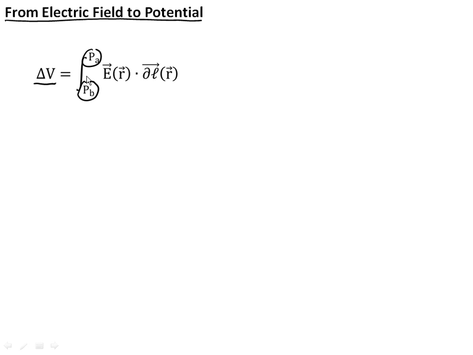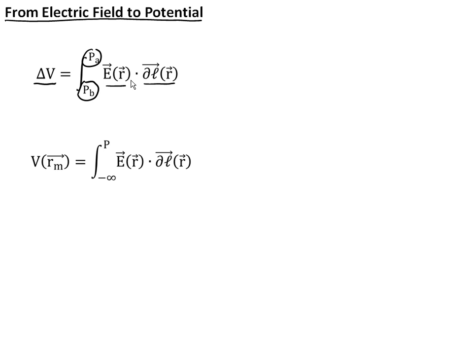In this case, essentially what we do is we just integrate the component of E that lies along each little segment of the line that goes from point A to point B. And that's going to give us the potential difference between points A and B.